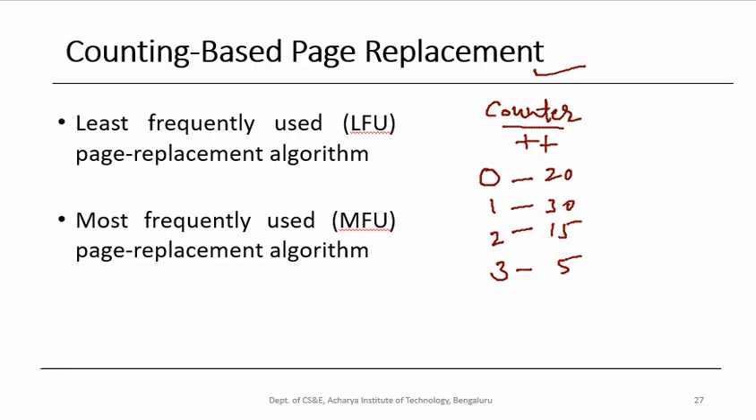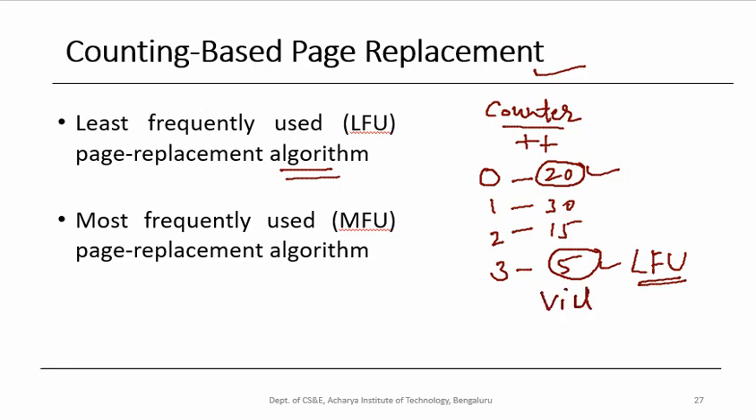What it means is that the page with counter value 20 is the most frequently used page, whereas the page with counter value 5 is the least frequently used page. So in the first scheme, the page with the smallest counter value is selected as the victim page. That is, the page which is least frequently used is selected as the victim page.